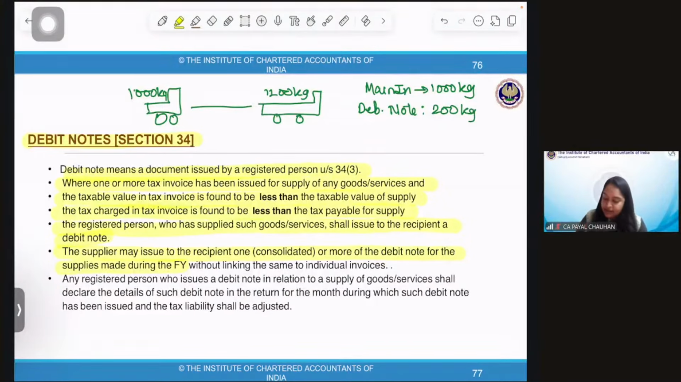Any registered person who issues a debit note in relation to the supply of goods or services shall declare the details of such debit note in the return of the month during which such debit note has been issued, and the tax liability shall be adjusted. Whenever I have issued a debit note, I'll give the information in the GSTR-1 of that period, right?